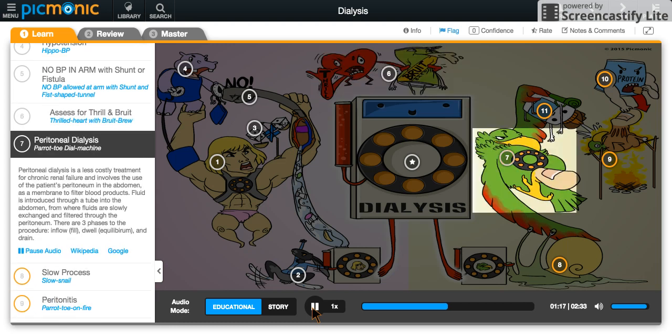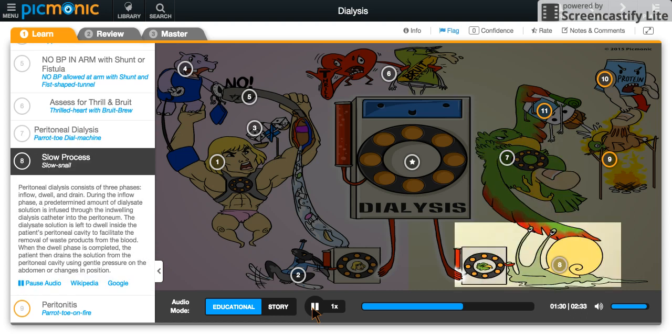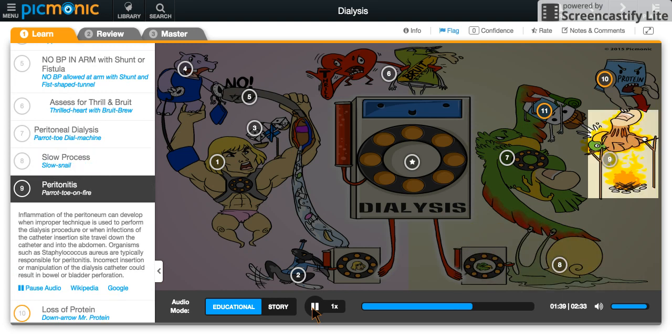The other side of the scene represents another method of dialysis, called peritoneal dialysis, represented by the Parrot Toe dial machine. This method uses the lining of the abdomen as a filter to remove waste products from the body. This is a slow process, shown by the slow snail, consisting of 3 phases: inflow, dwell, and drain. Peritonitis, or inflammation of the peritoneum, can occur with improper technique of this method, or the introduction of infection through the catheter, and is shown by the parrot toe on fire.